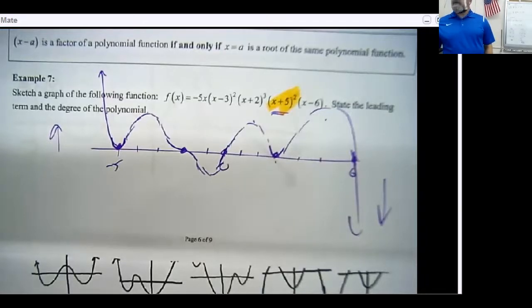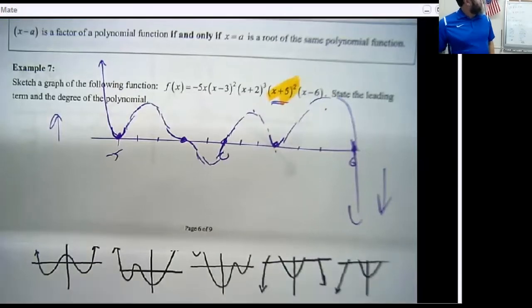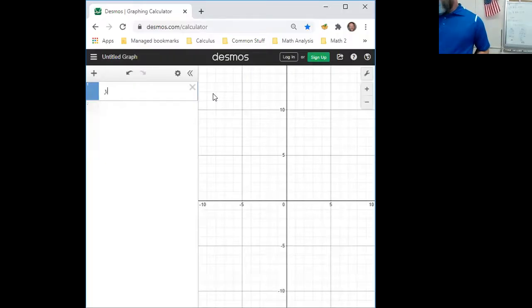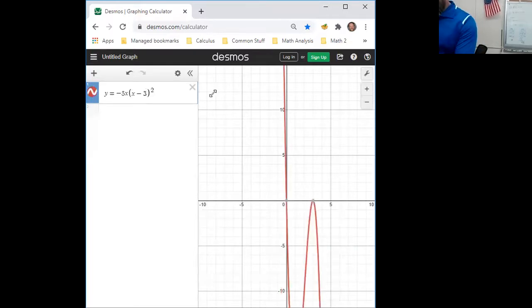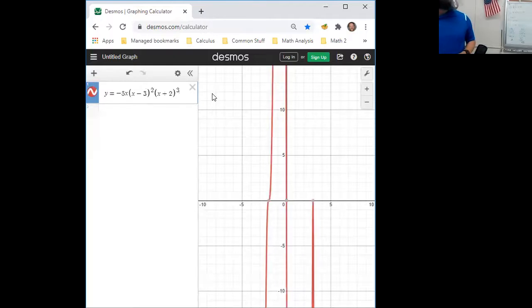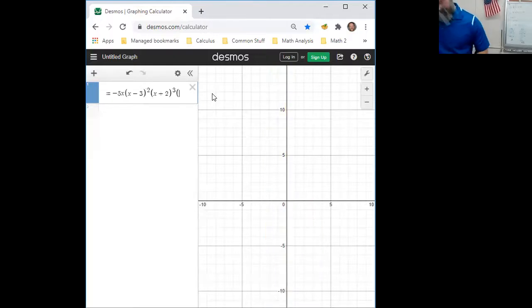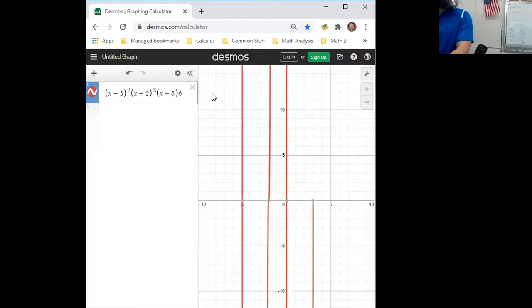And I guess I probably should have planned this one and had it all typed in advance. I just didn't get to it. But this is what we've got here. So let's see what we got. So we had y equals negative 5x, x minus 3 squared, x plus 2 cubed, and x plus 5 squared. Good golly, this thing goes from forever, doesn't it?